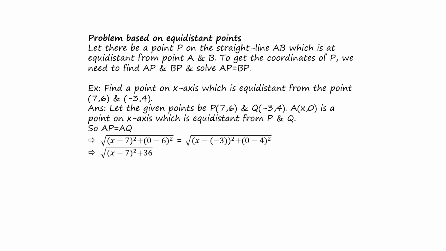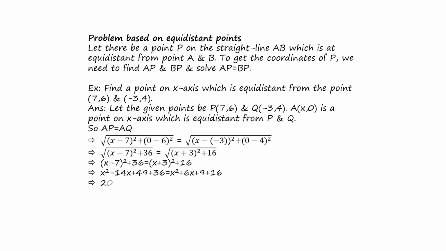So on equating AP and AQ, we get the square root of (x minus 7) whole squared plus 36 equals the square root of (x plus 3) whole squared plus 16, or (x minus 7) whole squared plus 36 equals (x plus 3) whole squared plus 16. On simplifying we get x squared minus 14x plus 49 plus 36 equals x squared plus 6x plus 9 plus 16. On cancellation of x squared and simplifying, we get 20x equals 60, or x equals 3. Thus the point on x-axis is (3, 0), which is the answer.